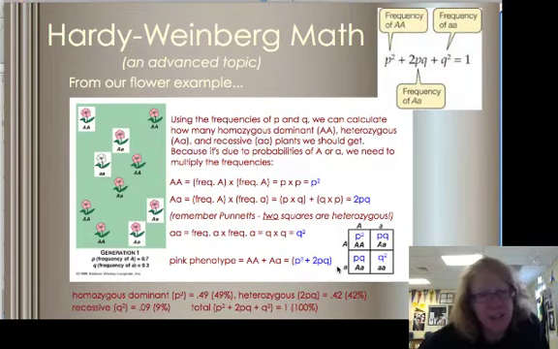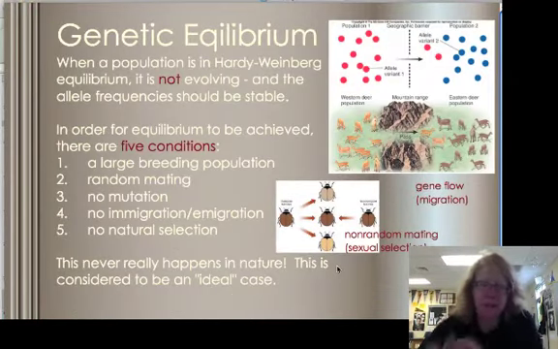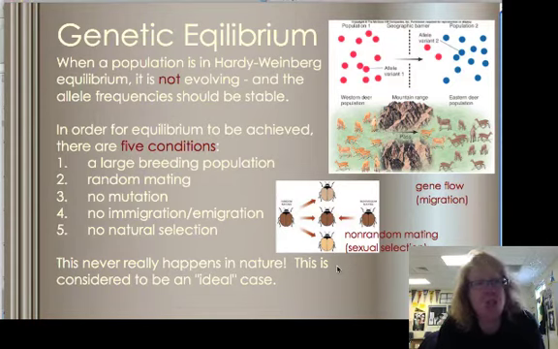So, again, this is a pretty advanced topic, so don't freak out if this doesn't work for you right now. I want you to be exposed to it, come to class, and I'll show you some sample problems and we can work on it. Okay, so Hardy-Weinberg defined genetic equilibrium, a population that's not evolving, by looking at those gene frequencies, and they should be staying the same over time.